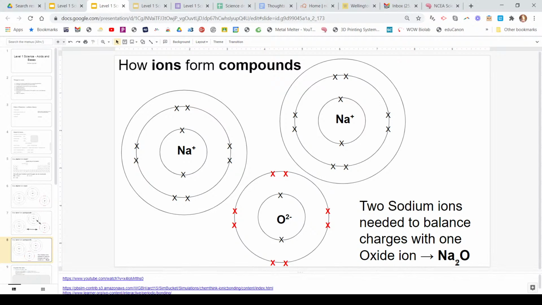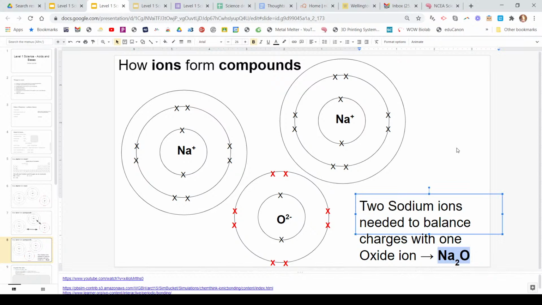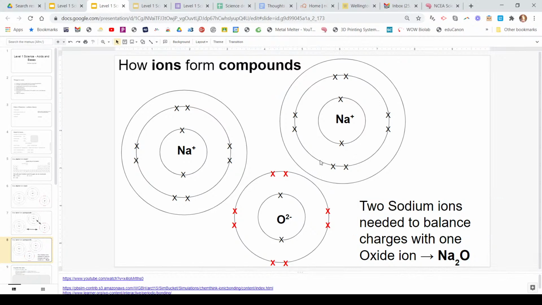Some of you may have been taught the swap and drop, and you can use the swap and drop to identify that formula as well. But I like to think about it in terms of balancing charges, and so because I know that I need 2 sodiums in order to balance the charge with 1 oxygen, then that's going to give me a 2-to-1 ratio of sodium to oxygen.